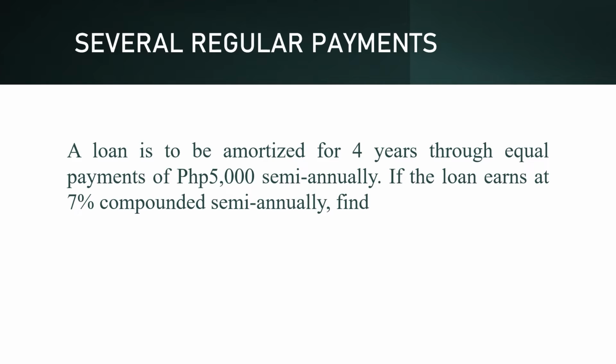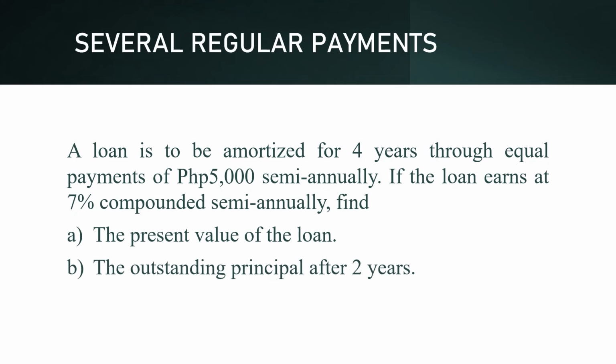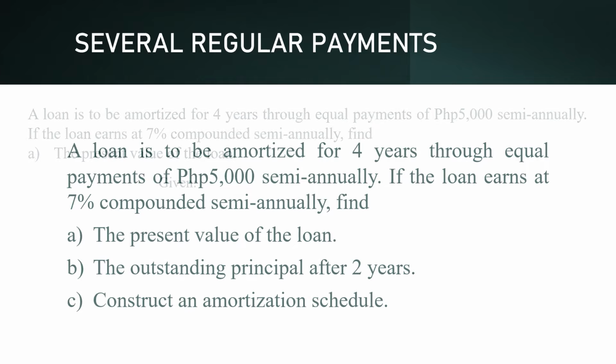A loan is to be amortized for 4 years through equal payments of 5,000 pesos semi-annually. If the loan earns at 7% compounded semi-annually, find A. the present value of the loan, B. the outstanding principal after 2 years, and C. construct an amortization schedule.